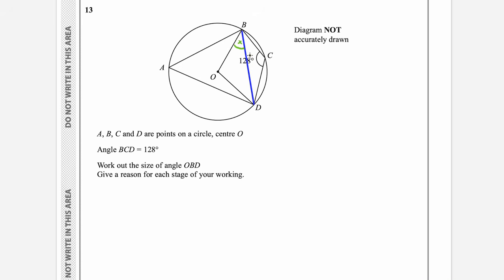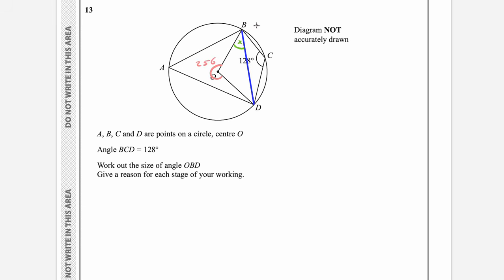Okay, if that's 128, guys, so this angle is something that people really struggle with seeing, that this is the angle at the center, which is double the angle of the circumference. It's kind of backwards, but if that's 128, this is double it. So this is actually 256.